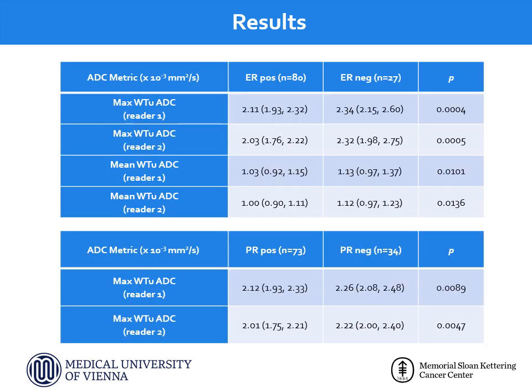In these tables, we demonstrate that significantly lower ADC values were observed on ER-positive tumors using maximum and mean whole tumor metrics, and significantly lower ADC values were observed on PR-positive tumors using maximum whole tumor metric for both readers.